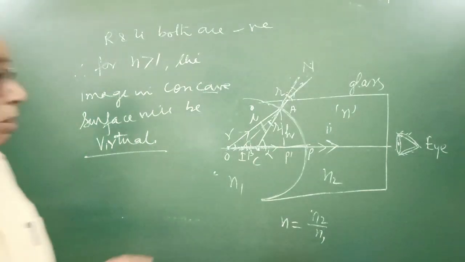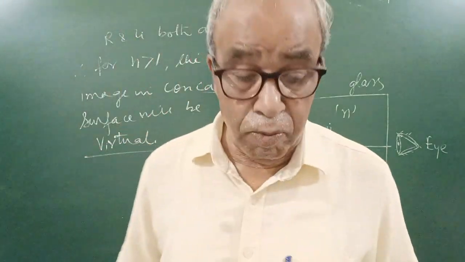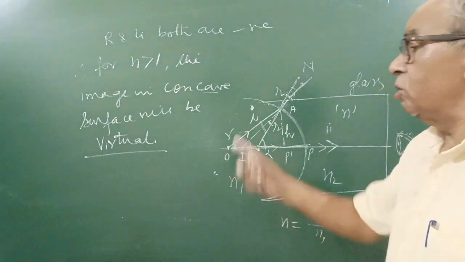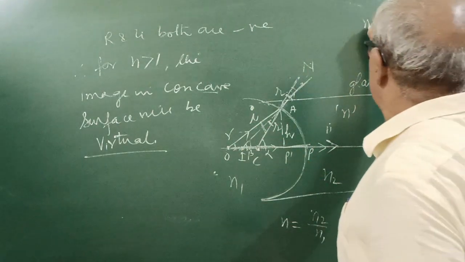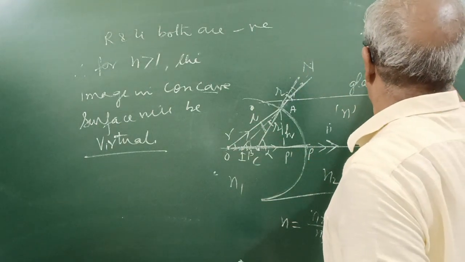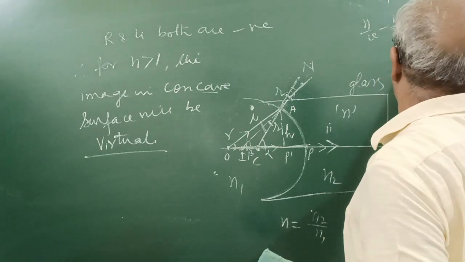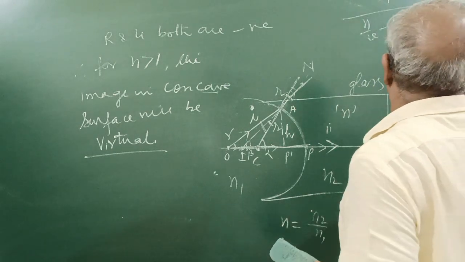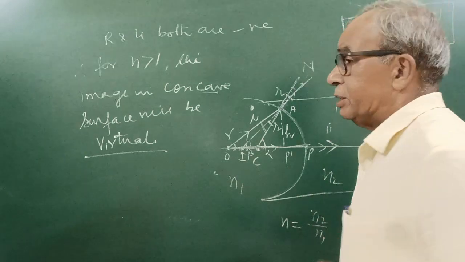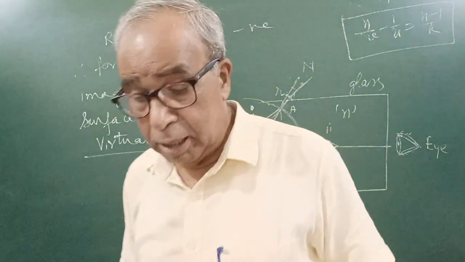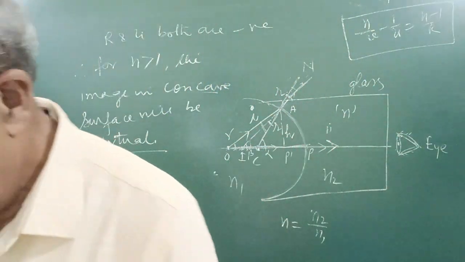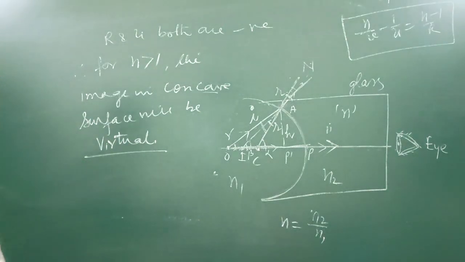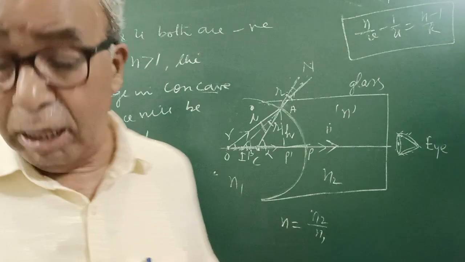So this was the derivation of the refraction formula. This is called the refraction formula: n upon v minus 1 upon u is equal to n minus 1 upon R. In board exams they ask you this derivation, but in competitive exams they ask something else relating to this. I will be telling you. Thank you.